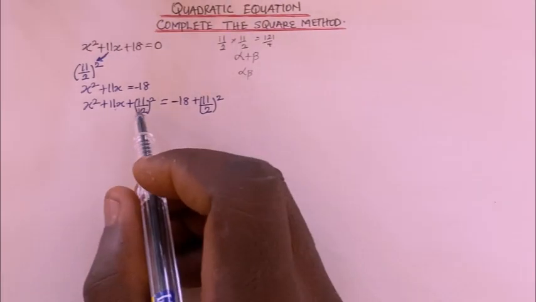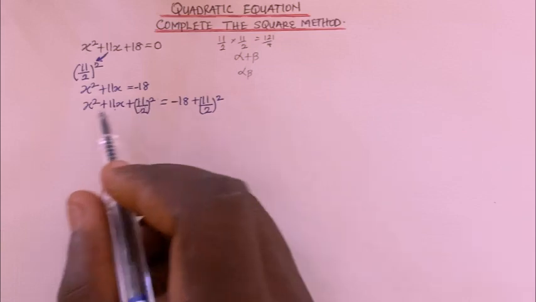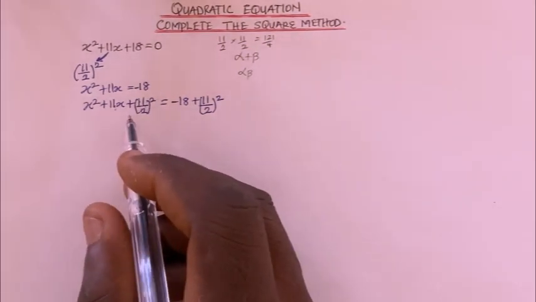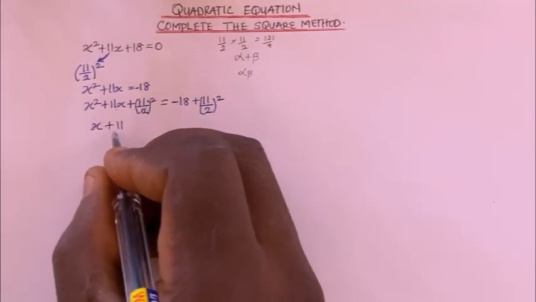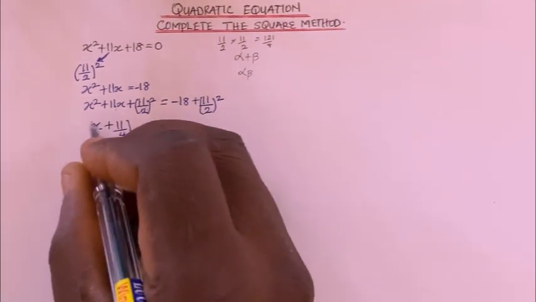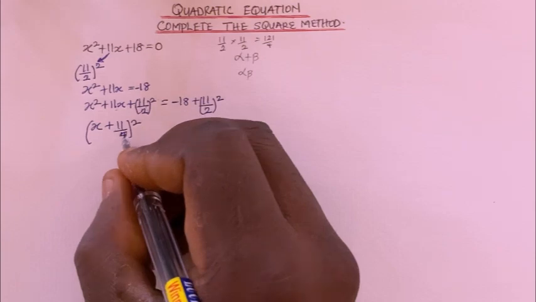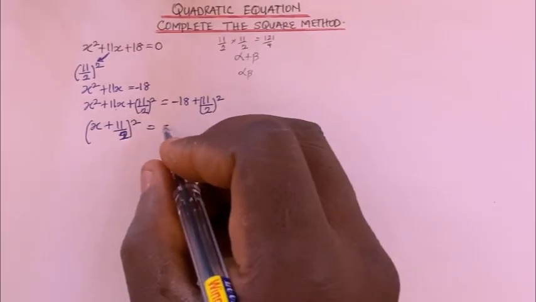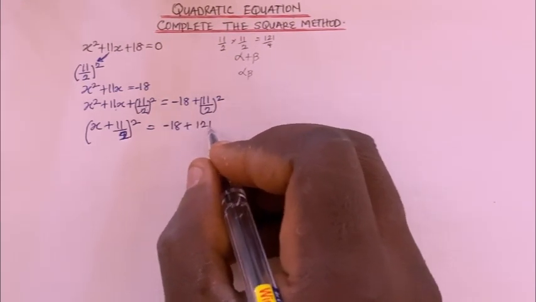If you look at this expression clearly, this is the same thing as what? A difference of two squared. x squared, you have 11 over 2 squared. So I can simply say this is actually x plus 11 divided by 2 all squared, because this is 2 all squared. So now this will be equals to minus 18 plus, this is actually 121 divided by 4.